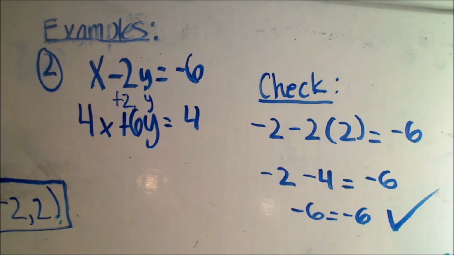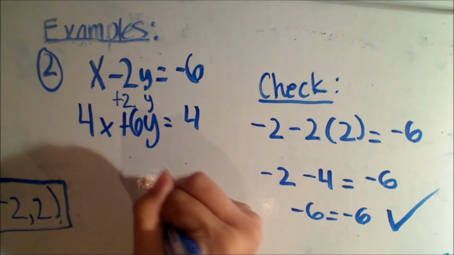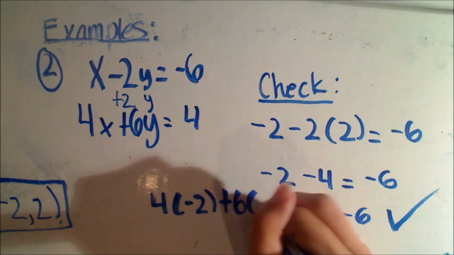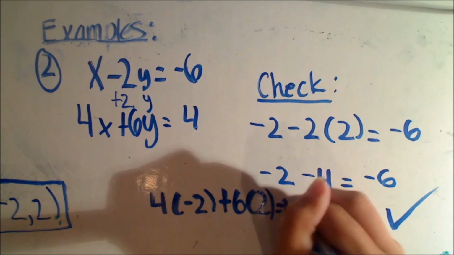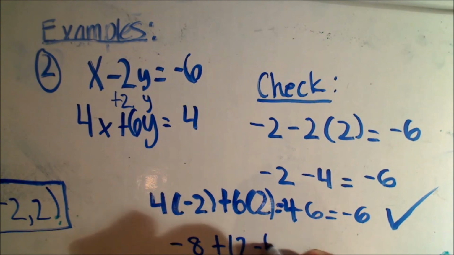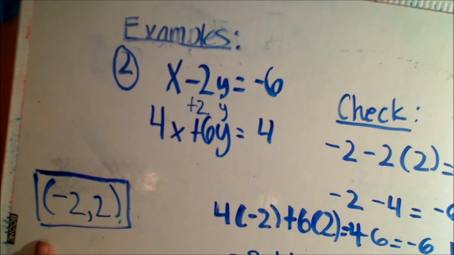Let's see if it works for this equation. Okay, so we have 4 times negative 2 plus 6 times 2 equals 4. So we have negative 8 plus 12 equals 4. And yes, it checks. So our answer is negative 2, 2.